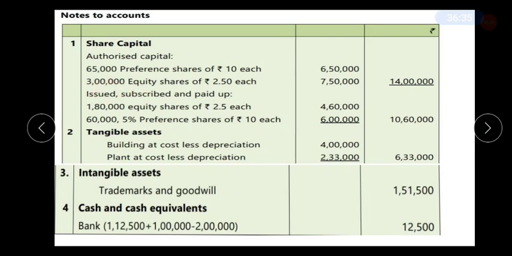That is 3 lakh equity shares. 3 lakh equity shares of rupees 2.50 is equal to 7,50,000. You can just divide this by face value, and you will get the number of shares. Okay, so you need to get the total of it, that is 14 lakh. It has to be simply shown here in the notes. Okay, it will not come to the balance sheet here.